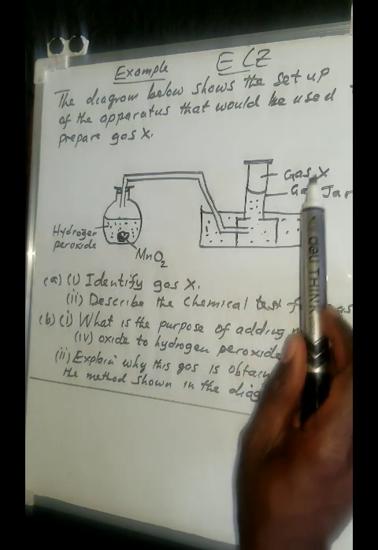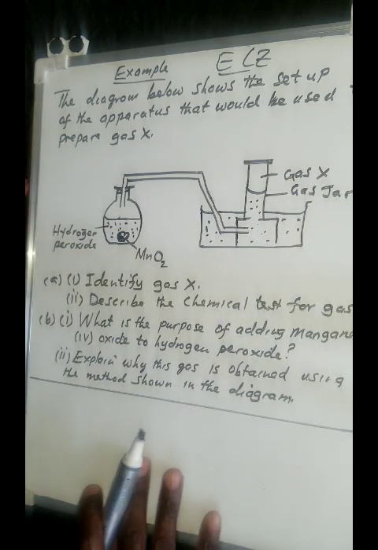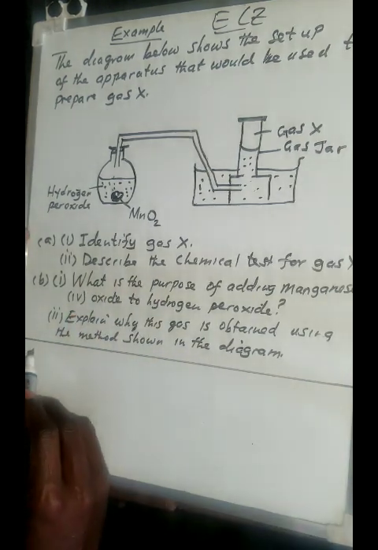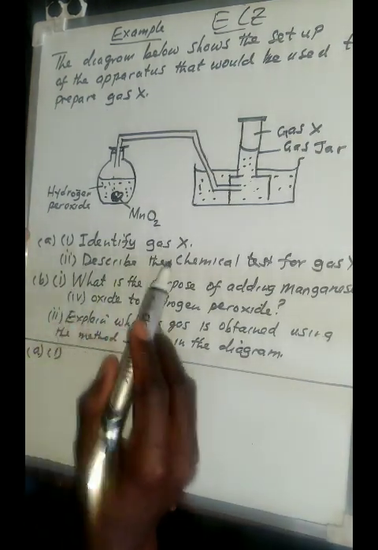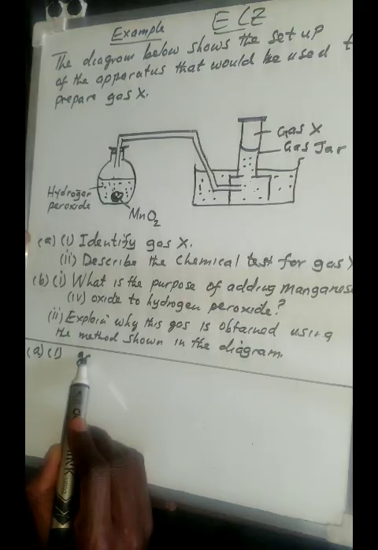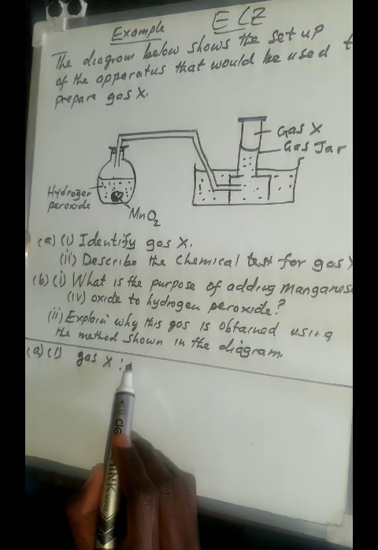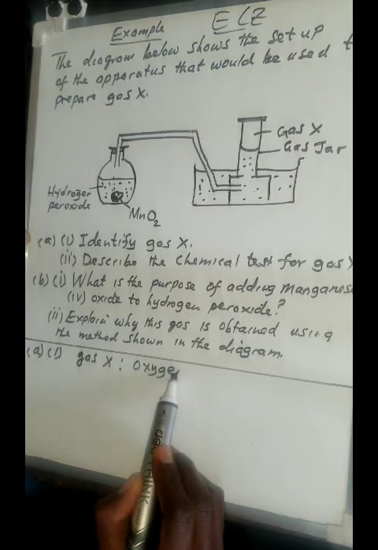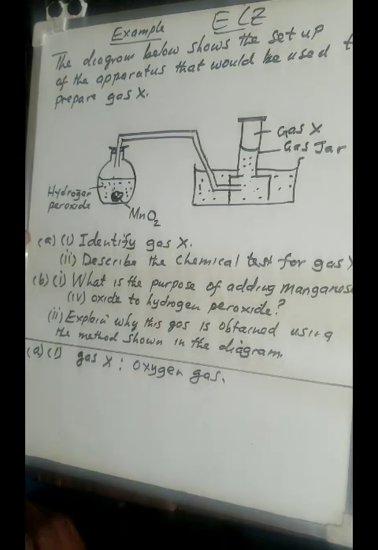So if you look at it, the gas is actually collected. Definitely you know what the gas is. And the question there says identify. So A1 there says identify gas X. In this case, gas X, we know that is oxygen. So that is oxygen gas.